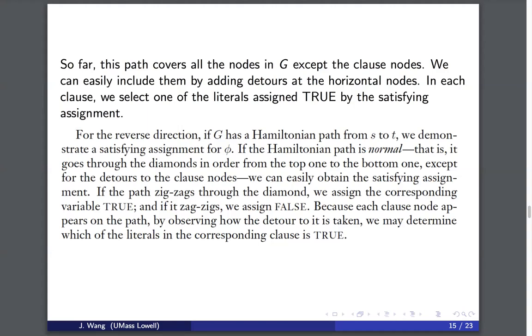If the Hamiltonian path is normal, that is, it goes through the diamonds in order from the top one to the bottom one, except for the detours, we can easily obtain the satisfying assignment. The construction makes it easy to pick the truth assignment to make it true. We have several cases, you can draw them out. You go through the path and make the corresponding variable, the literals, set to true.